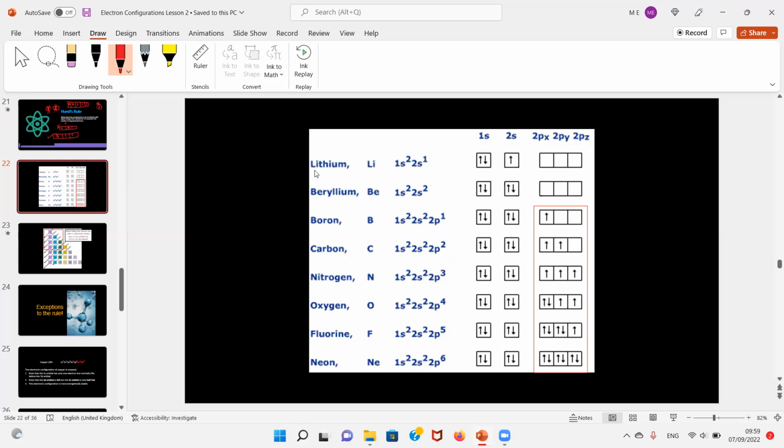Basically here, as you can see, you have an exercise with lithium, beryllium, boron, carbon, nitrogen, oxygen, fluorine, and neon. What I'd like you to do is take the names of these elements and try to do the electron configuration of these elements without looking at this, and then compare your answer with this answer.